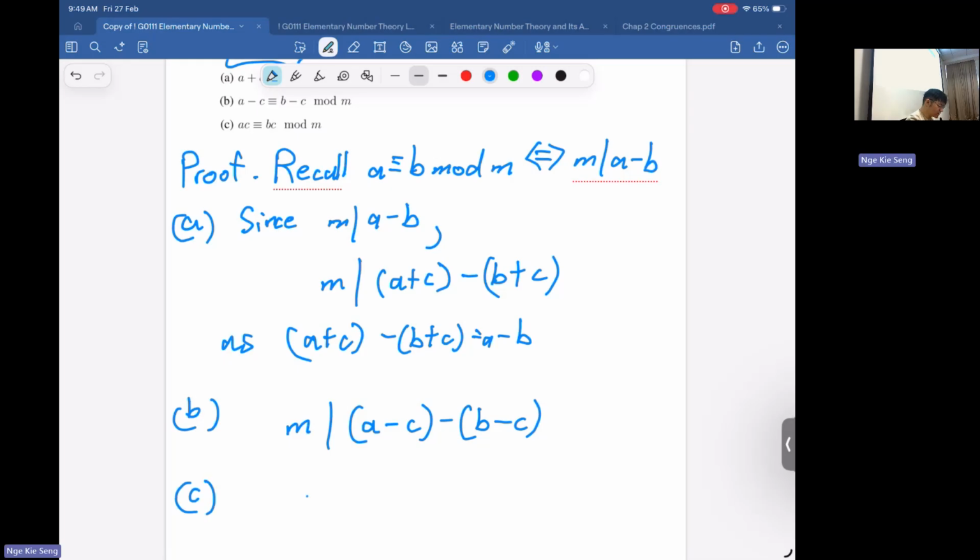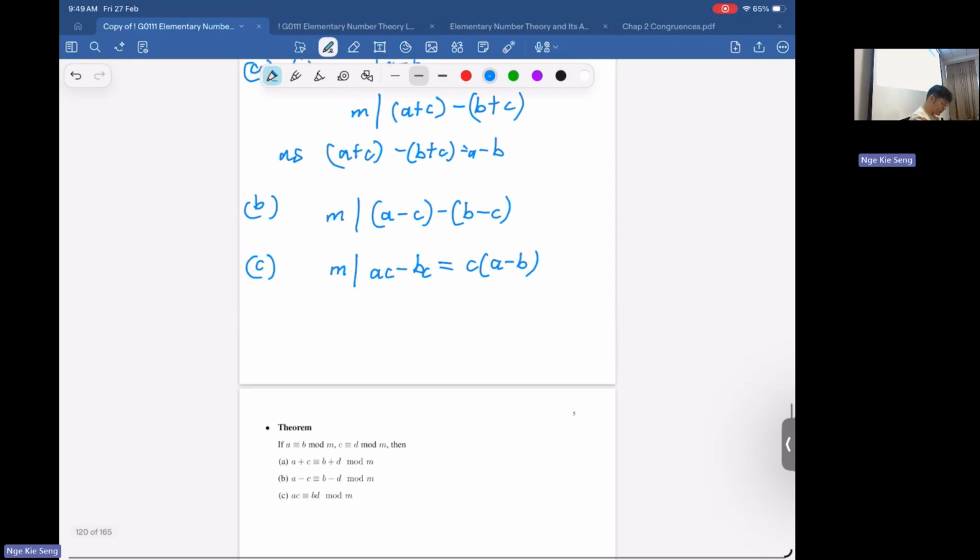So the question you want to ask is, does M divide AC minus BC? But what is AC minus BC? It is C times A minus B. But M divides A minus B, so obviously it will divide C times A minus B. Okay, in that case, maybe we can quickly go through one example before we have a break.